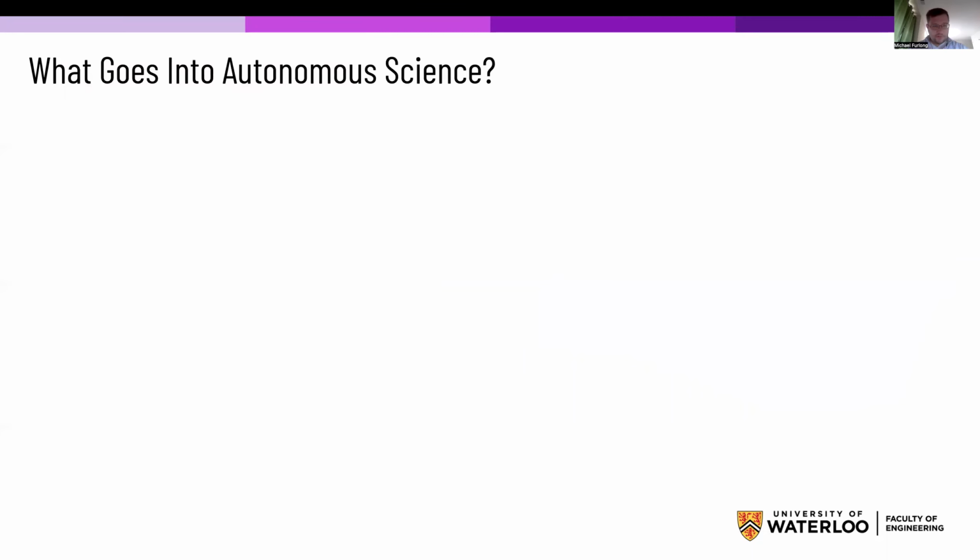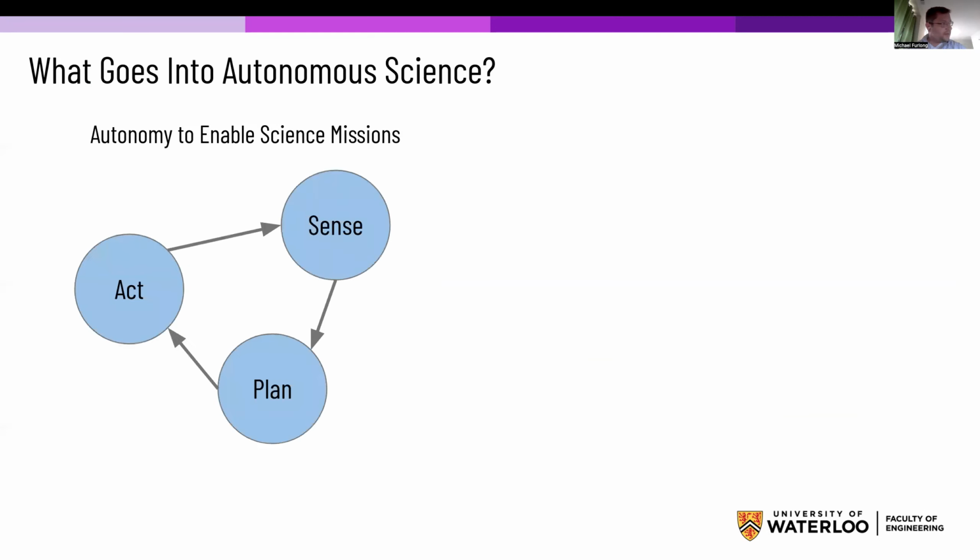And so, from an autonomy perspective, there's sort of two classes of things that go into the robot. The first would be just your standard autonomy to enable science missions. And so this would be your sense, plan, act cycle. So this would be building a map, planning a trajectory, determining how to safely navigate across a particular part of terrain, scheduling operations for the day.